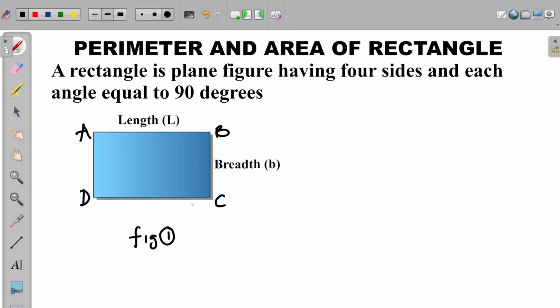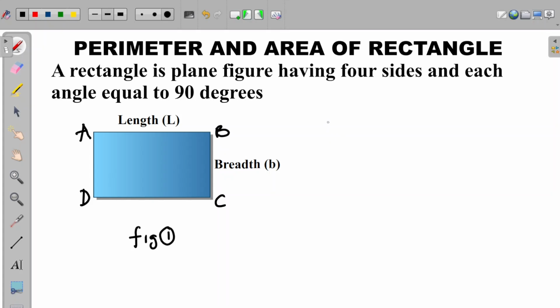Now from figure 1, we have side AB, which is represented as the length, and we have side BC, which is the breadth. And side AB is equal to side DC, and side BC is equal to side AD. So opposite sides of a rectangle are equal.